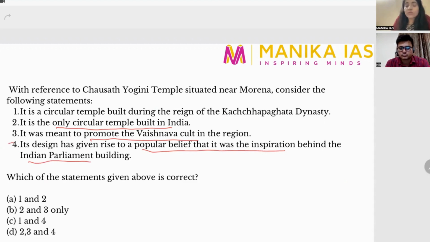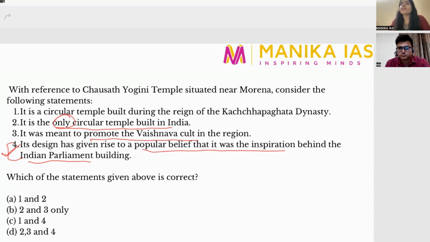Now, this was the source of the question because the Indian Parliament design was being finalized at that time. So this statement is correct. Now look at this statement: it is the only circular temple. Only circular temple. India, which is a land of temples, is it literally the only circular temple? So this is a very absolute statement.